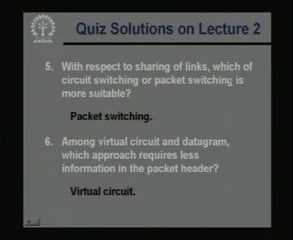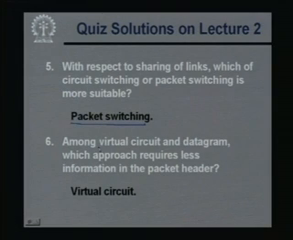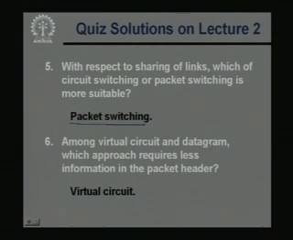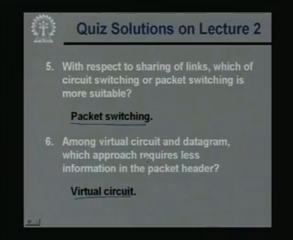With respect to sharing of links, which of circuit switching or packet switching is more suitable? Because in circuit switching some of the links may be dedicated, but in packet switching none of them are. So, packet switching is more suitable in this respect. Among virtual circuit and datagram, which approach requires less information in the header? Obviously, virtual circuit, this we will see later also, because in a virtual circuit the connection is already established, but in a datagram each packet must contain the source and destination address. Okay.